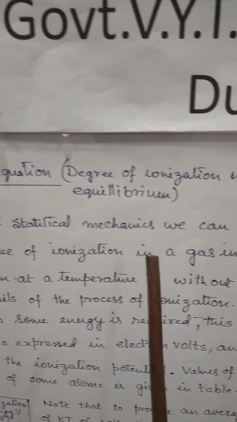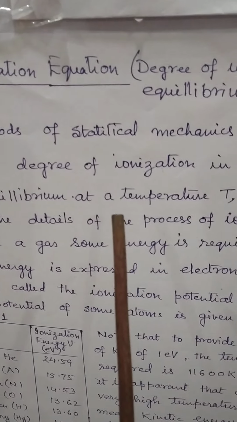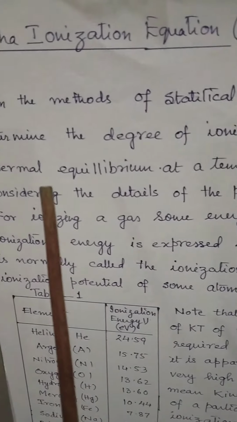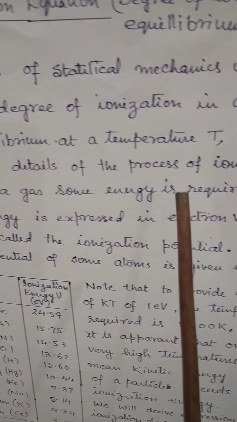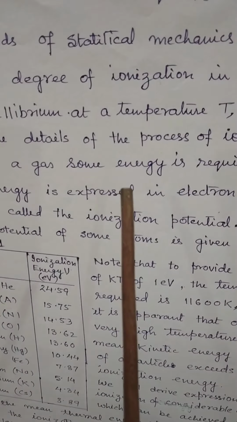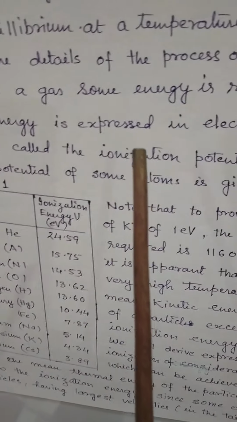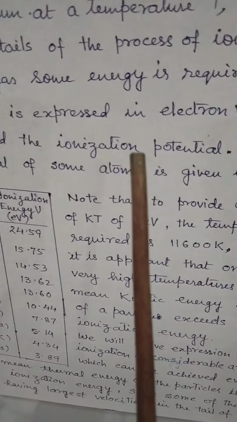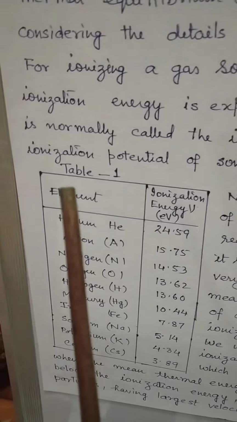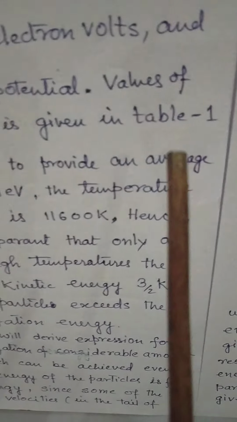From the methods of statistical mechanics, we can determine the degree of ionization in a gas in thermal equilibrium at a temperature T without considering the details of the process of ionization. For ionizing a gas, some energy is required. This ionization energy is expressed in electron volts and is normally called the ionization potential. Values of ionization potential of some atoms are given in table 1.